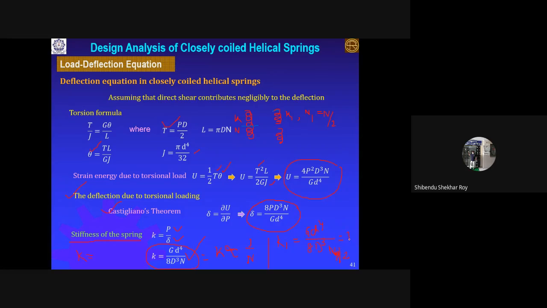So K1 equals 2 into K, because G d to the power 4 by 8 D cube n equals K. So K1 equals twice K. From this particular formula you can easily prove that K1 equals double of K. When you make the spring half, its stiffness becomes double, because stiffness is inversely proportional to the number of coils, or K is proportional to 1 by n, where n becomes n by 2, then K becomes double.